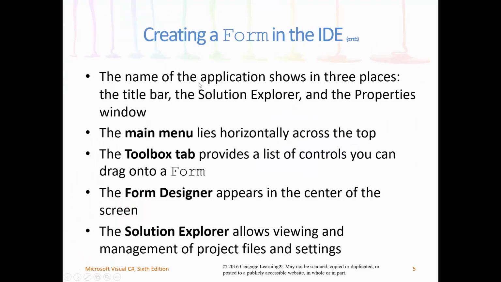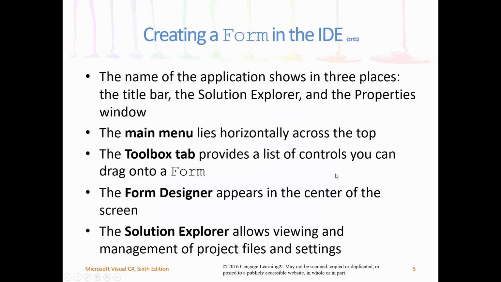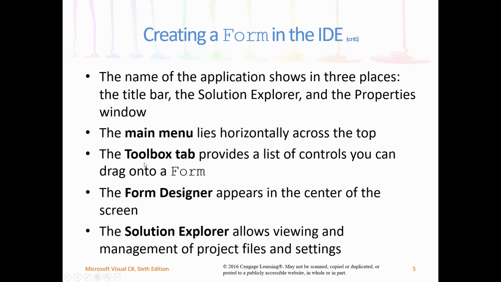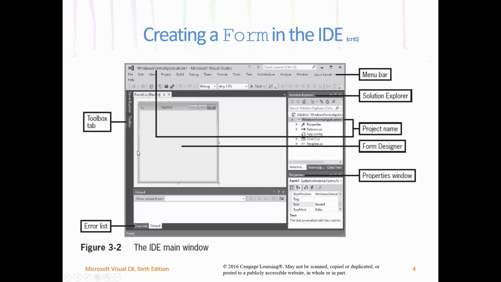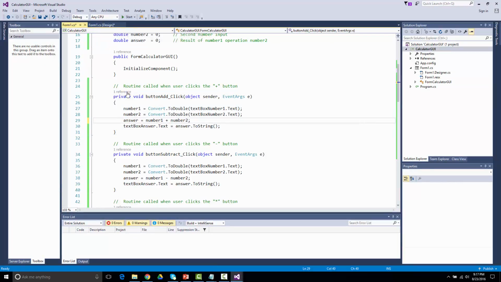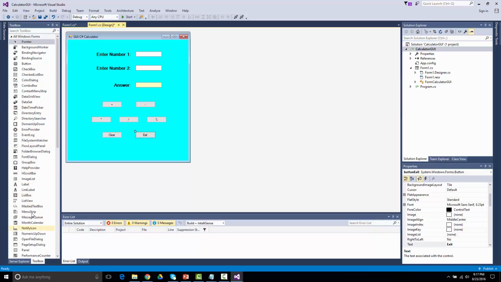The name of the application shows in 3 places: the title bar, the Solution Explorer, and the Properties window. There's the title bar. This is your Solution Explorer right here. And this is your Properties window down below it. All right, the main menu lies horizontally across the top. So here's your main menu right here. The Toolbox tab provides a list of controls you can drag onto the form. That's here. Let's look at it where you can see it a little bit better. You don't see them when you're in code mode here, but you see them when you're in design mode. So there's your toolbox right there.